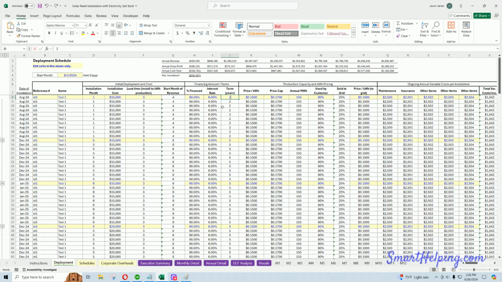Term, we probably have at least a 5 or 10-year term on these. But you'll go through and put all the inputs in that are relevant to your strategy and your scenario. The numbers I have in here now are just arbitrary. They don't mean anything.